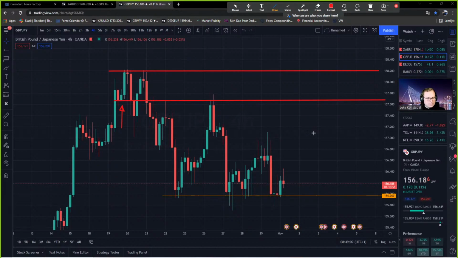Okay, so we had that structure broken over there. Price pulled back up, retested this level one more time after that pull down. Let's do it in a different color because it's very, very hard to see now. Price pushed down lower: lower low, lower high.